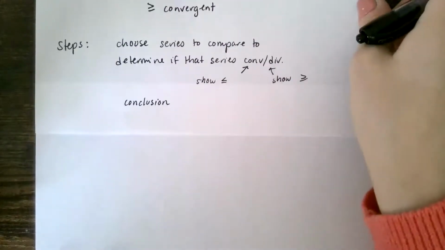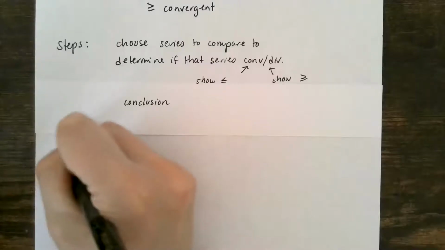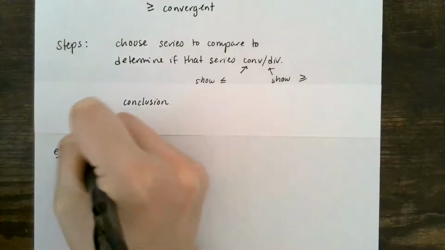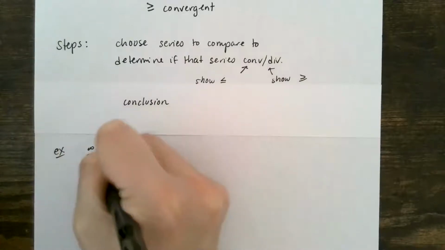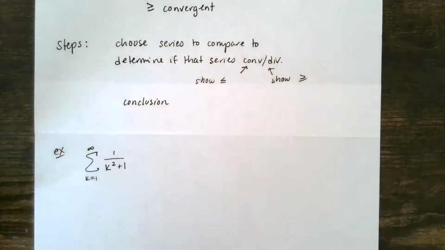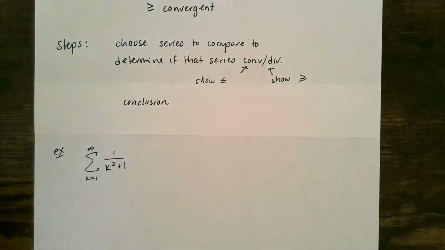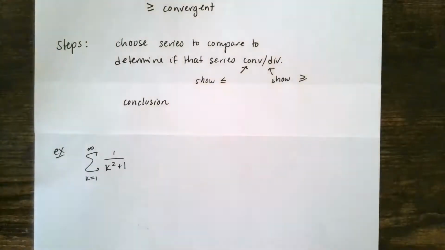Move on to another piece of paper here. All right. So let's say we have the series from k equals 1 to infinity of 1 over k squared plus 1. This is also a great candidate for the integral test, but we're going to use this for the direct comparison test instead.